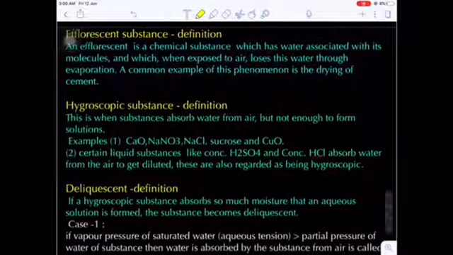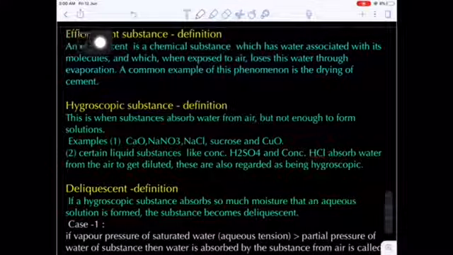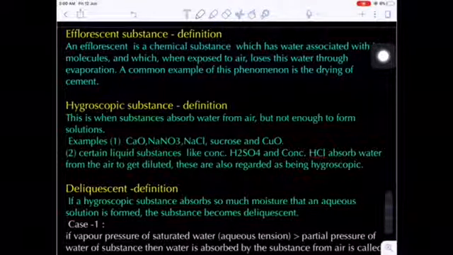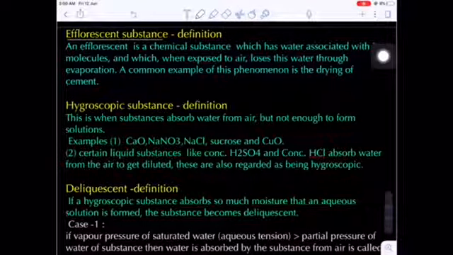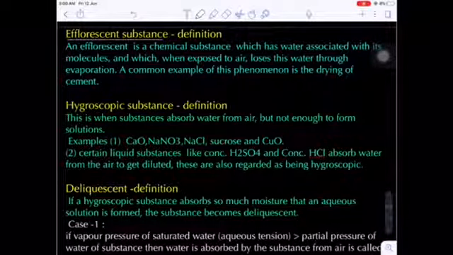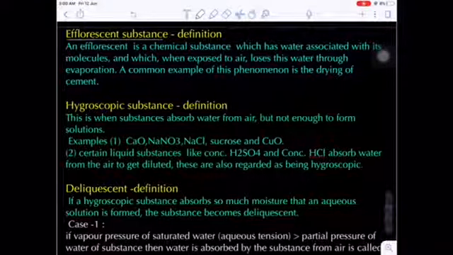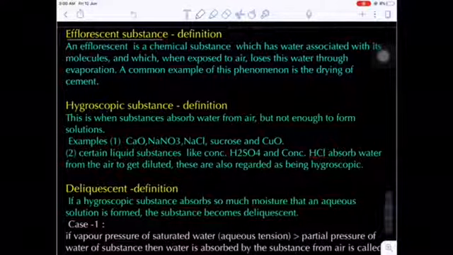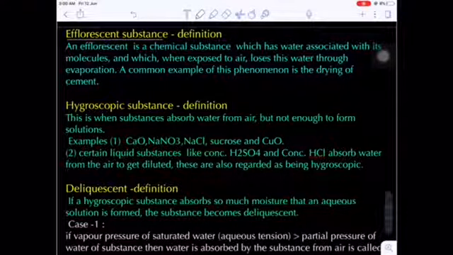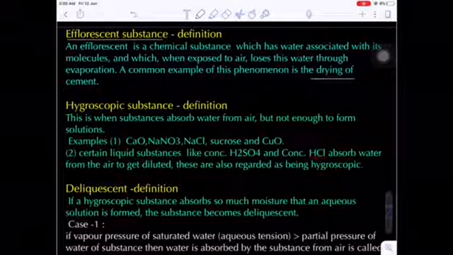Option number 3. Okay. Now there is one important topic here: efflorescent substance. Generally, if a substance is present in atmospheric air, what happens? It loses a certain amount of water into the atmosphere. The loss of water molecules when a hydrated substance is present in the air is known as efflorescence. The best example is the drying of cement.